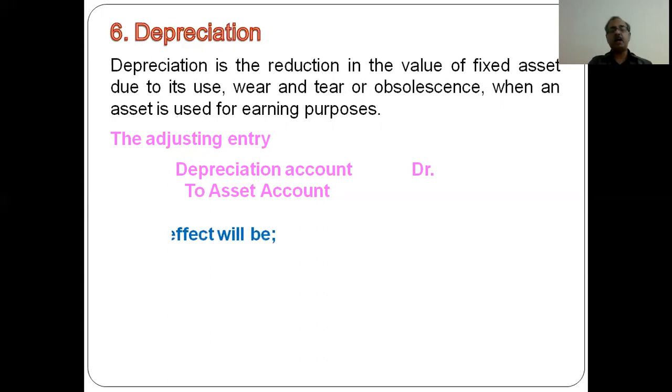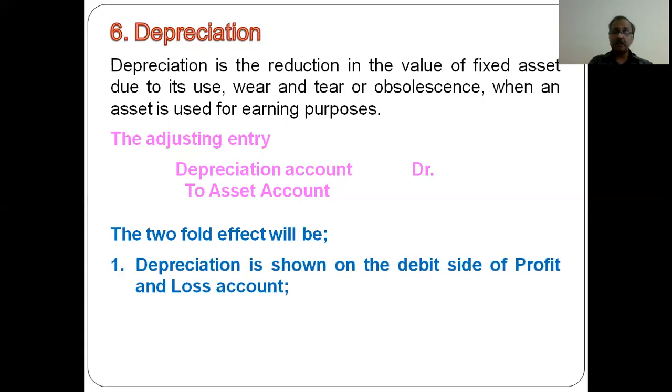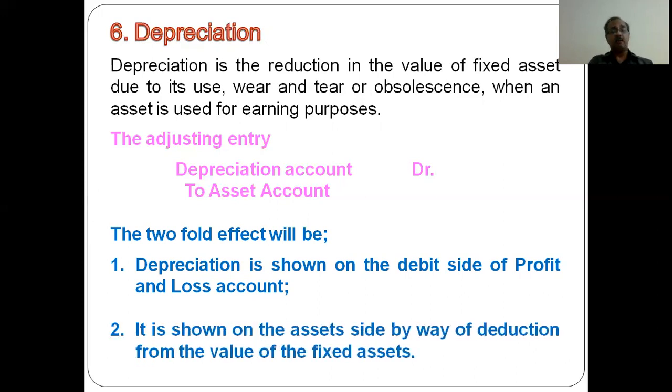Then we will discuss what will be the dual aspect or the twofold effect. The first effect is that it is an expense. So that is why depreciation will be showing on the debit side of the profit and loss account. Expenses will be always on the debit side of the income statement. So depreciation will be showing on the debit side of the P&L account. And second effect is that whenever depreciation arises, that results in the reduction of the value of fixed assets. So that is why depreciation will be showing on the asset side of the balance sheet by way of deduction from the respective fixed assets.